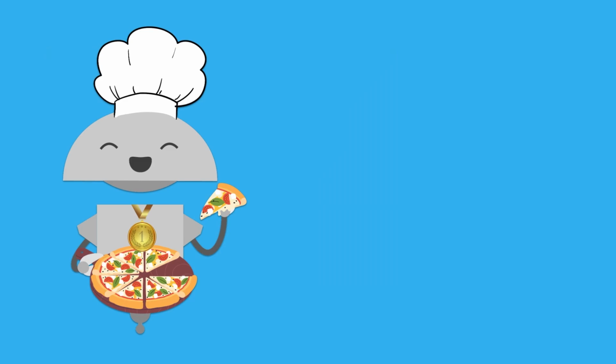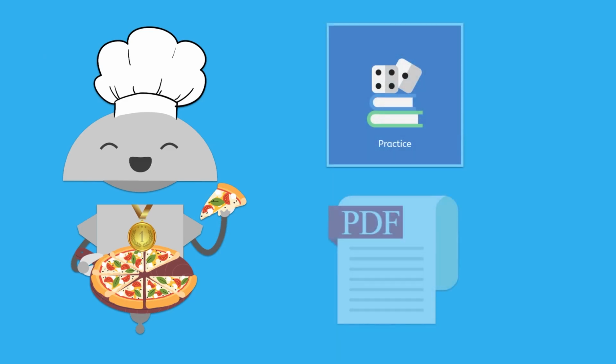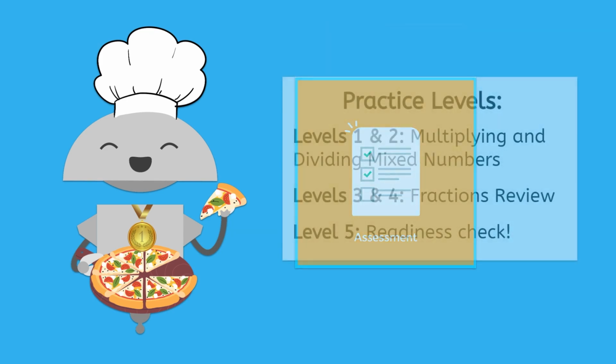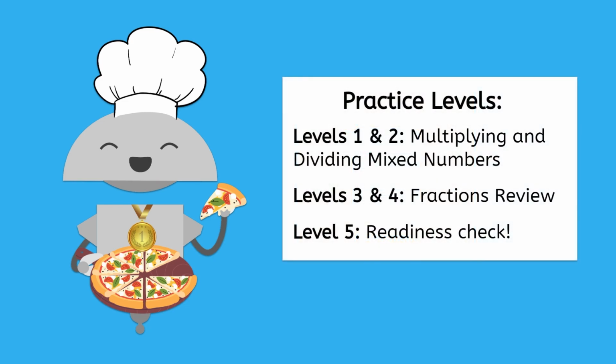Be sure to complete the practice questions and extension activities that go along with this lesson. This lesson also includes an assessment that covers everything we've learned about fractions so far. To help you prepare, the first 2 levels of the practice review what we've learned in this lesson, levels 3 and 4 review everything we've been learning about fractions, and level 5 is just one quick question to make sure that you're ready for the assessment.